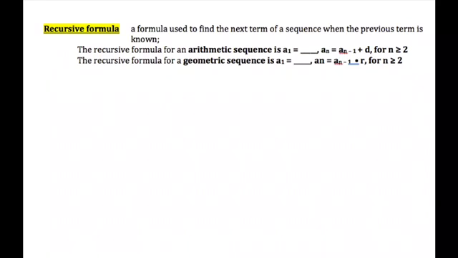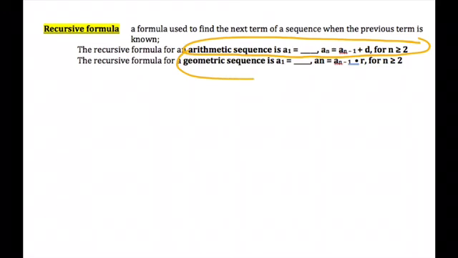Okay, so these are our two recursive formulas here. We have the arithmetic one and the geometric. So here's our arithmetic, and here's the geometric right there. They look kind of scary, but they're not. Once again, all we're doing is we need to find a sub 1 and d, or a sub 1 and r for these. Let me explain a little bit what's going on here.